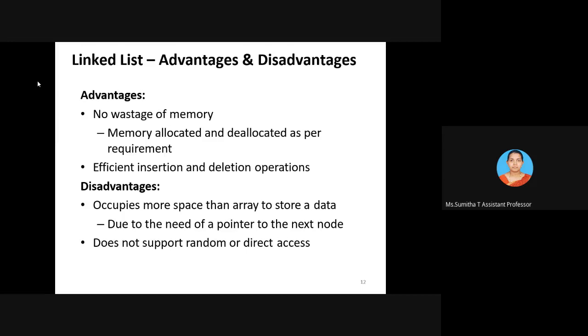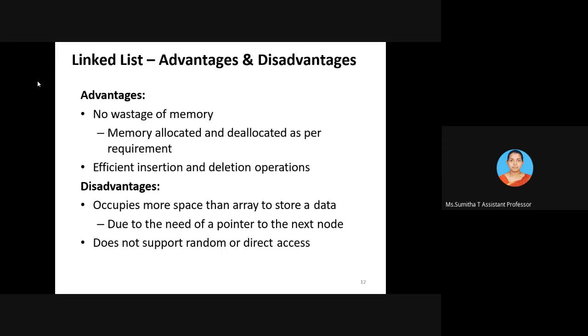That means we can't directly access a particular element. In the case of array, we can access with the help of an index. In linked list, we can't access a particular element directly. We can access it through the head only. First, we have to move to the head and then iterate, that means move to the next one, next one. Likewise, we can fetch the particular element. This is the disadvantage in linked list.